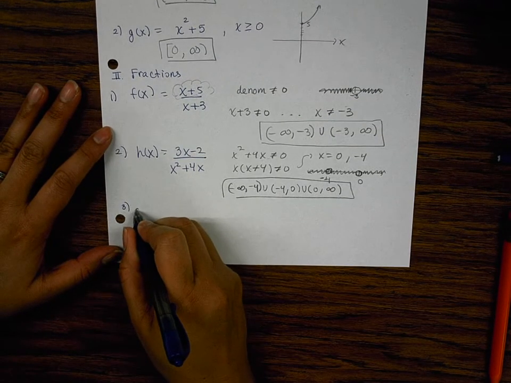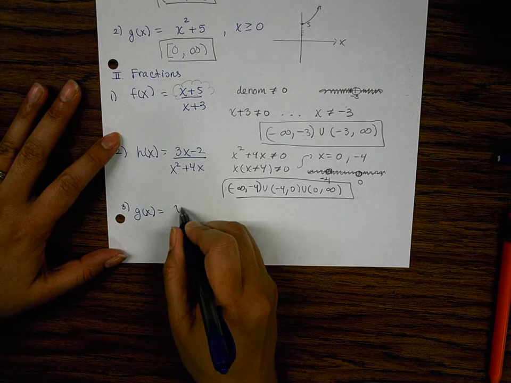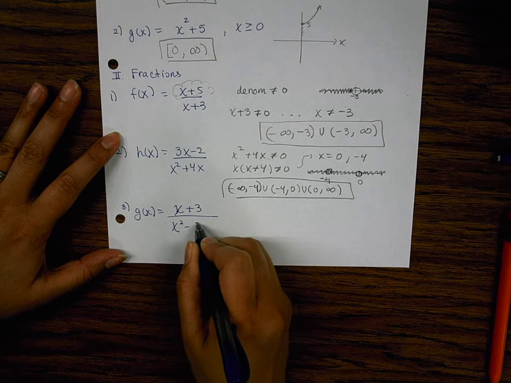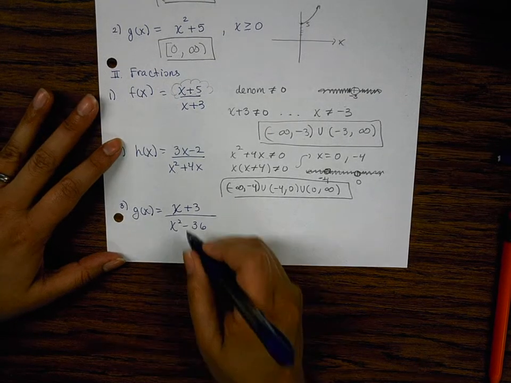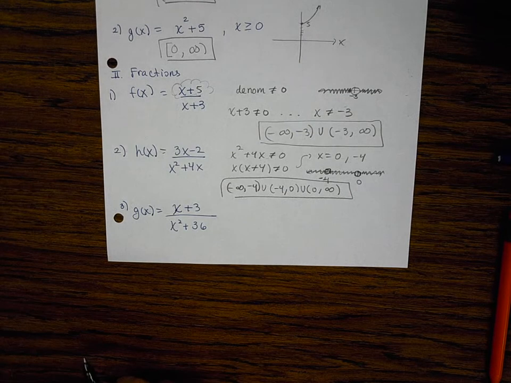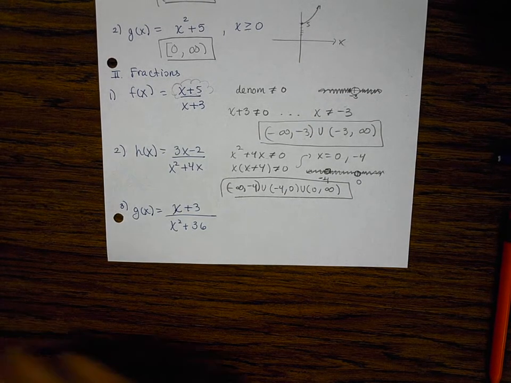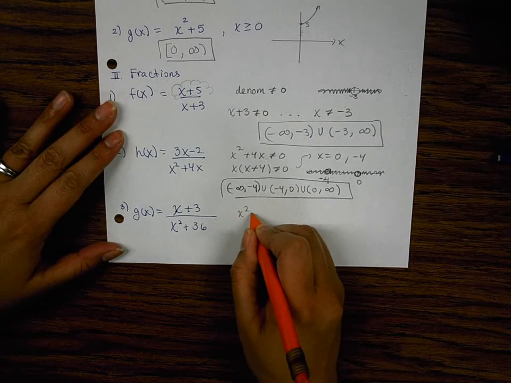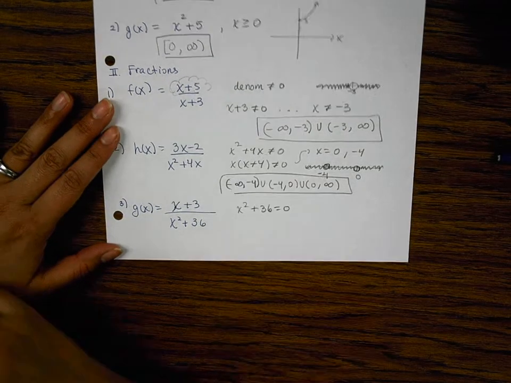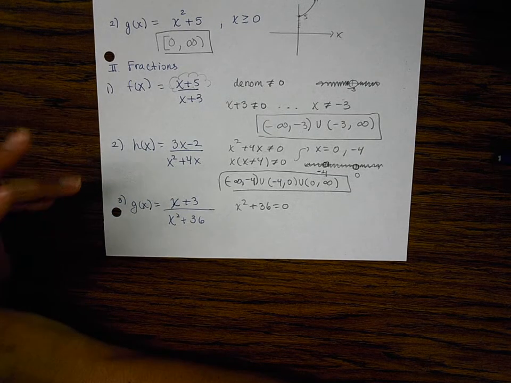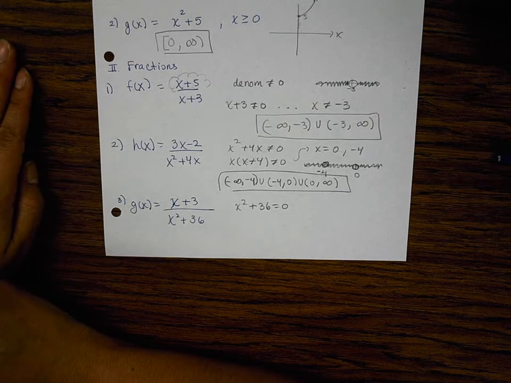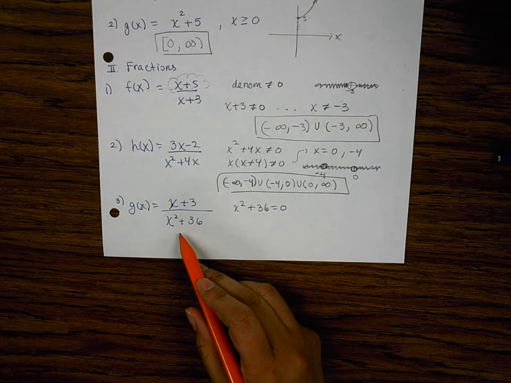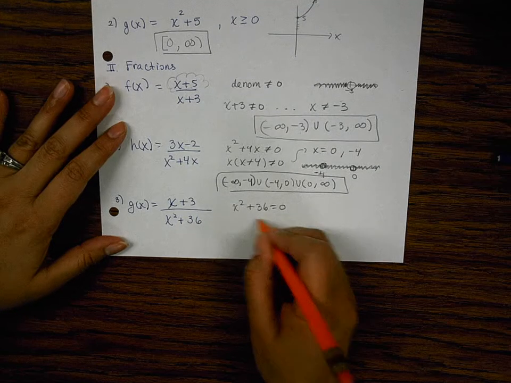Okay, kids see this one and they struggle sometimes. X plus 3 over x squared plus 36. Okay, same concept. The denominator cannot equal 0. And then you try to factor, and you cannot factor because that is not a difference of two squares. As much as you try to make it, it's a sum of two squares, not a difference of two squares, which means it's not factorable.